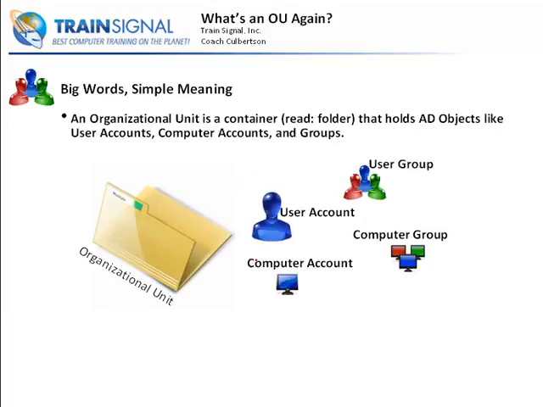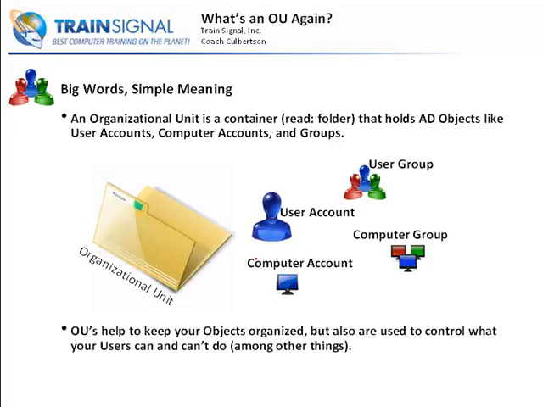Now, technically, I suppose you could say the user accounts don't have to live in an OU, but if you're looking to have a nightmare of a network, I say go for it. But OUs help keep your objects organized. They keep your user accounts separated out. You can separate them out by departments, by location. There's all kinds of ways you can do it, but they're also used to control what users can and can't do, among other things.